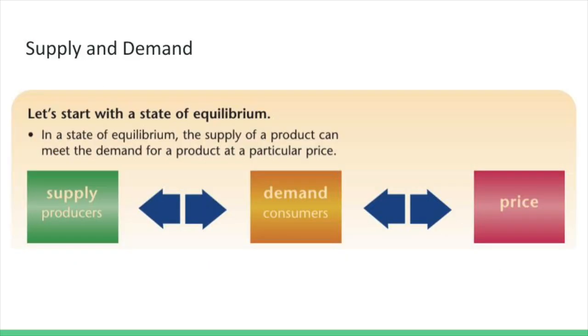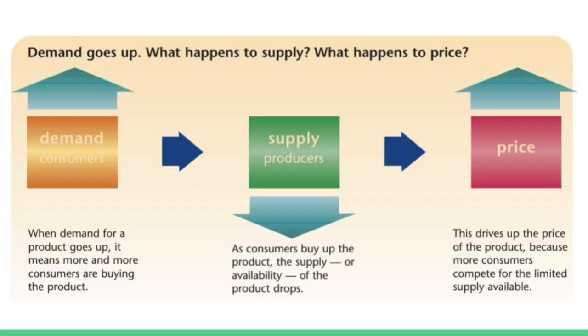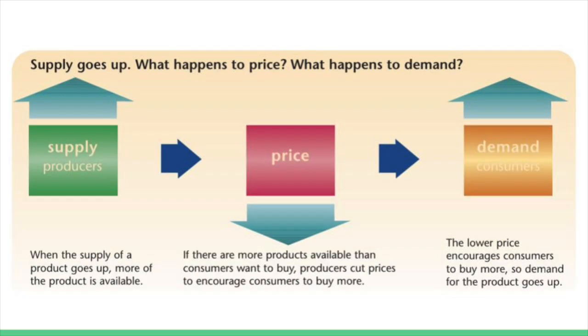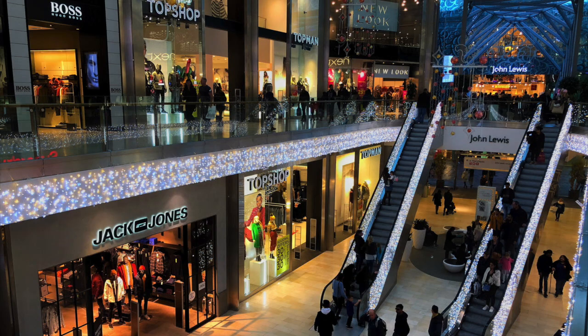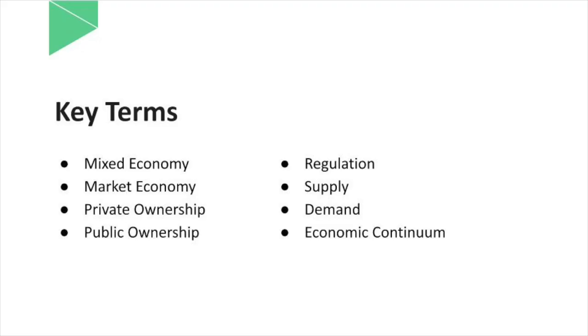We also need to understand supply and demand. Supply is how much of something is available. Demand is how much people want it. High demand plus low supply is going to equal higher prices. Yet high supply but low demand is going to equal lower prices. These forces drive prices and influence producers and consumers. Some key concepts here are mixed economy, market economy, private and public ownership, regulation, supply, demand, and the economic continuum.